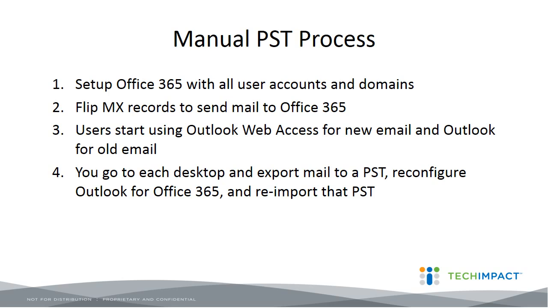Then your users will start using Outlook Web Access for new email, and they'll just continue to use Outlook for old email, right? Their old email is already in Outlook. And then you'll go to each desktop and you'll do File Export in Outlook. You'll export their mail to a PST. You'll set up Outlook to talk to Office 365, and then you'll just re-import that PST, and that will push all their mail up to Office 365.